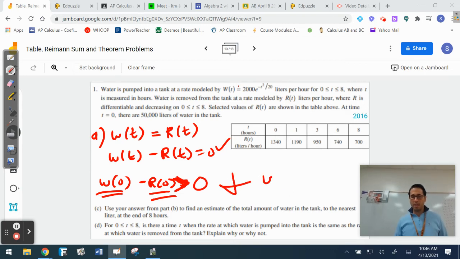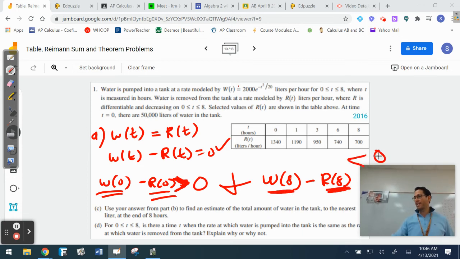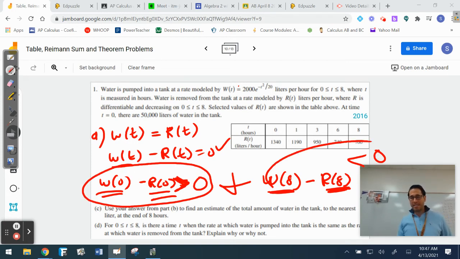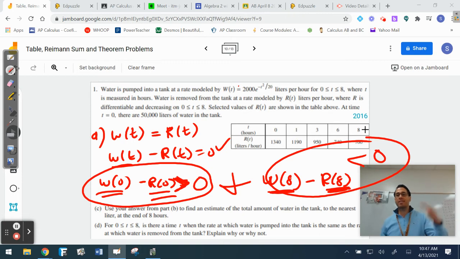And I'm just going to go with endpoints. W of 8 minus R of 8. Okay, R of 8 is 700. W of 8, just plug that in your calculator, but guess what? That answer was less than 0. Bingo, it worked. If I'm dealing with continuous functions, as long as this is greater than 0 and this is less than 0, the IVT, the intermediate value theorem, everybody in between would be hit.